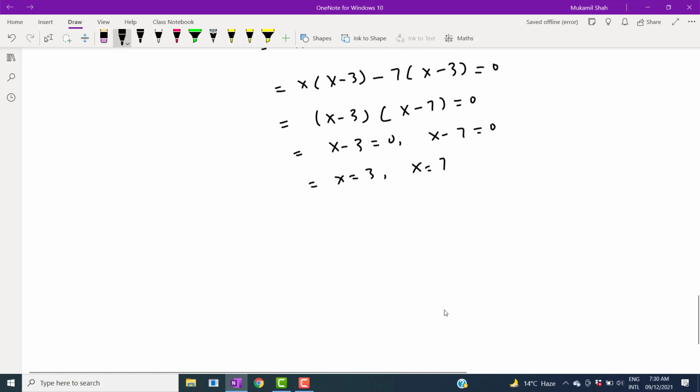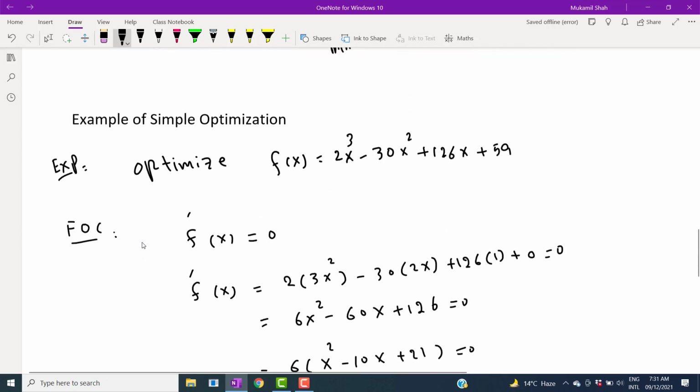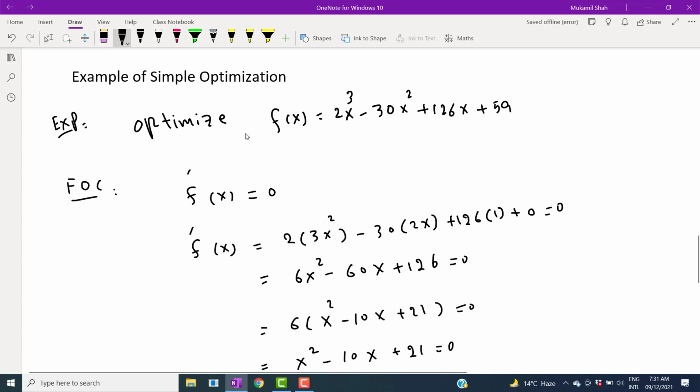Now I have to confirm what the position of the function is at x equal to 3, whether it is maximized or minimized, and the same for x equal to 7. I have to confirm at which value the function is getting maximized and at which value it is getting minimized. So let us try it. For this confirmation we apply the second order condition. We have to take the second order derivative of this function.